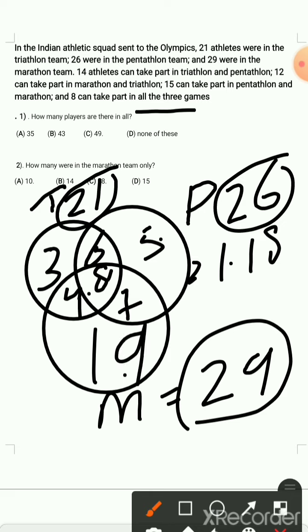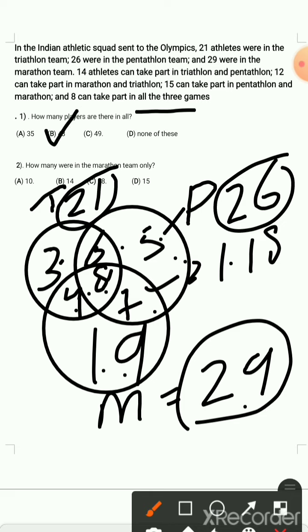Now we'll move to the question: how many players are there in all? I have to find the sum of all the values. So the sum of the areas of all of this is the total value. Okay, so this is 21, this is 5, 26 plus 7, 33. And this is 10, because 8 plus 7, 15, plus 4, 19. This is 21 plus 12, 21 plus 12 is 33. 33 plus 10 is 43.